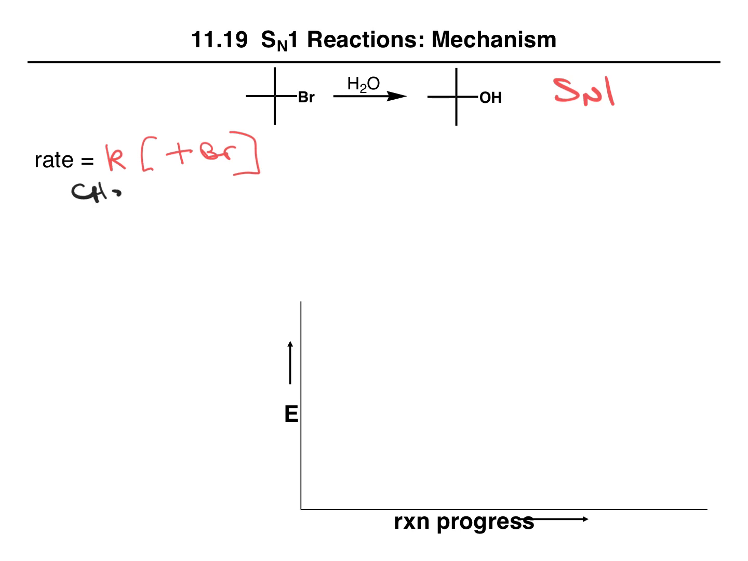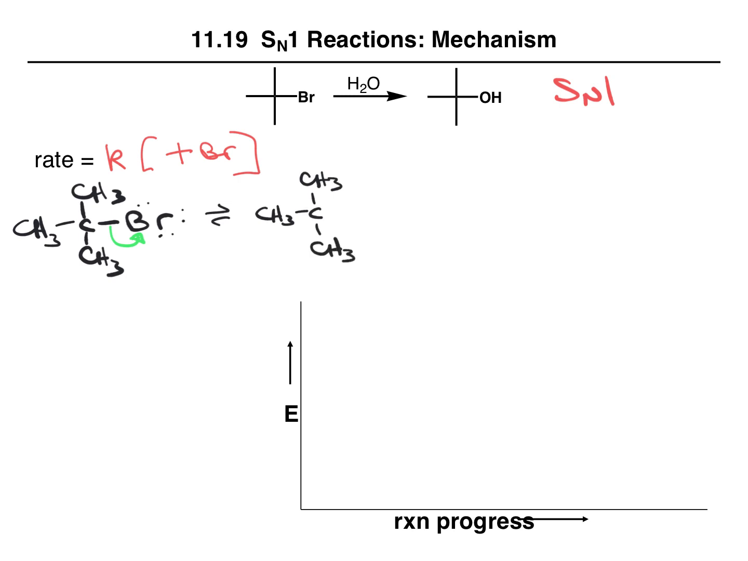We start out with our t-butyl bromide. Let's fill in those lone pairs. Now, it's possible for bromine to leave. It can take this pair of electrons that it used to share with the carbon, and steal them to itself, which will give a carbocation intermediate. That looks like this. Now, we have a carbocation.